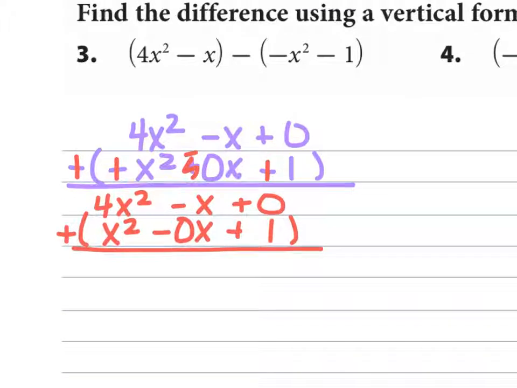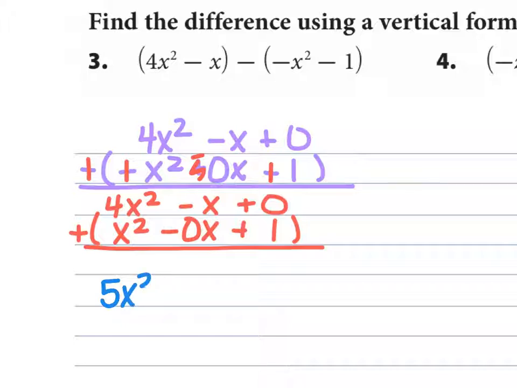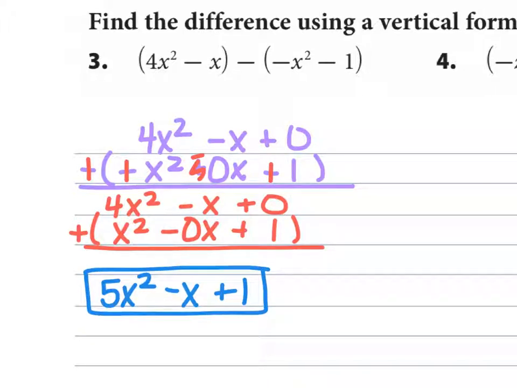The 4x squared plus x squared is going to give us 5x squared. The negative x minus nothing is just negative x. And then the 0 plus 1 is just 1. So 5x squared minus x plus 1.